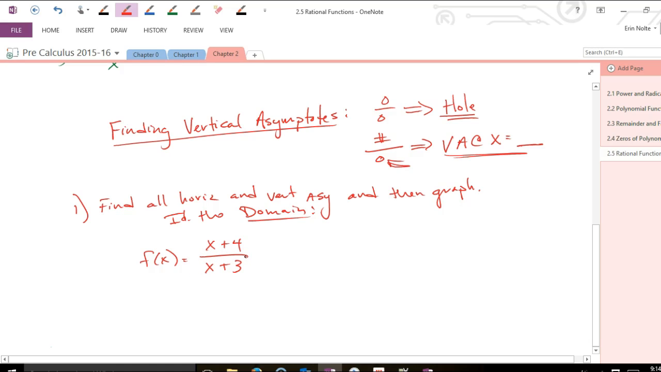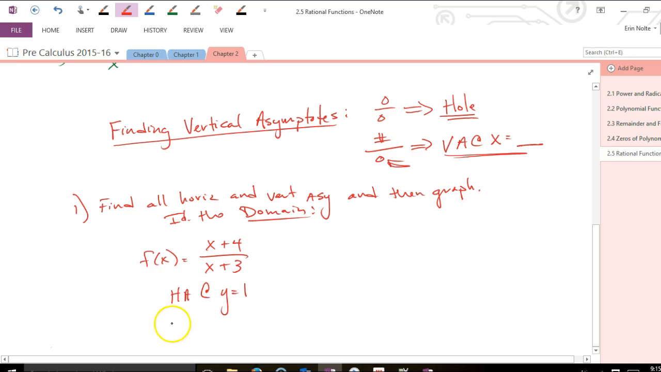Talking about our horizontal asymptote first. If you're looking at our first coefficient, is it bigger on the top? Is it bigger on the bottom? Or is it the same? This is the same. So we have a horizontal asymptote. In our case, they're the coefficients that are in front of the x's, which are invisible in this case, but that's a 1 over a 1. So we have a horizontal asymptote at 1.